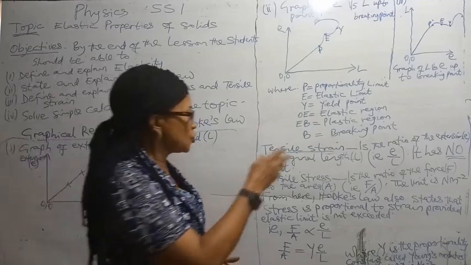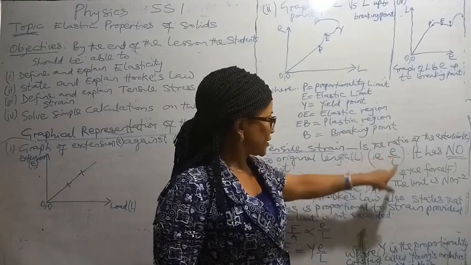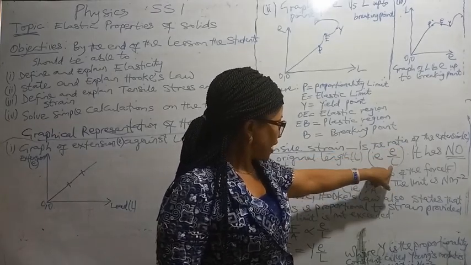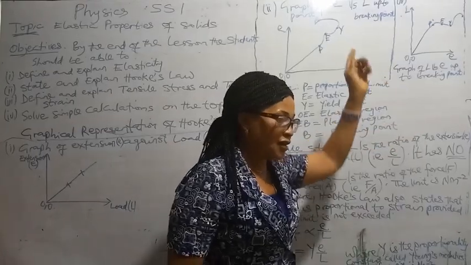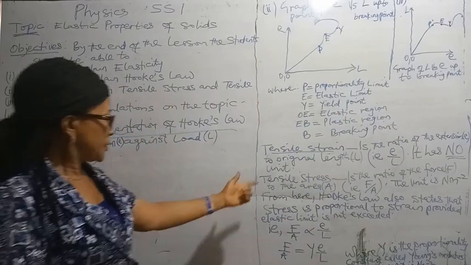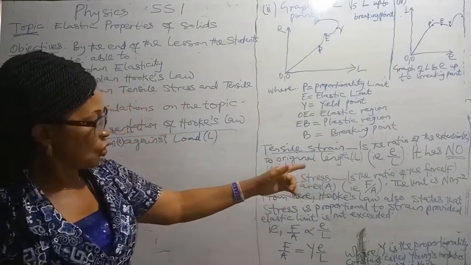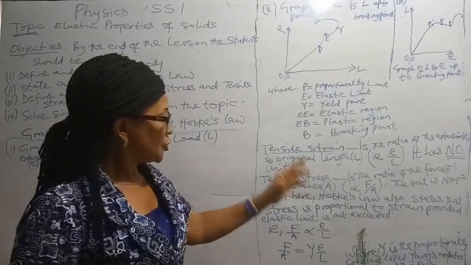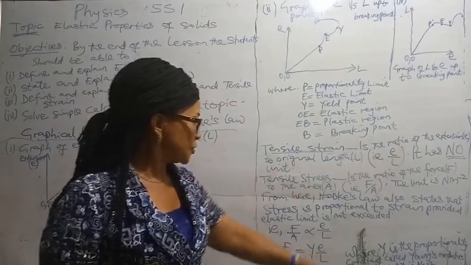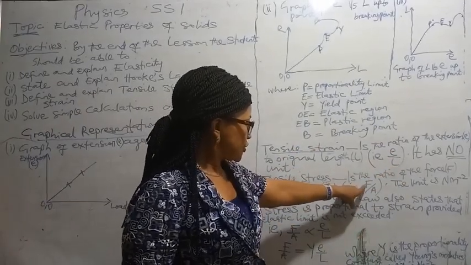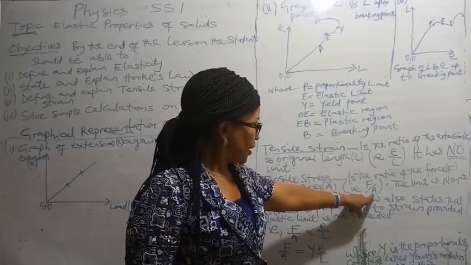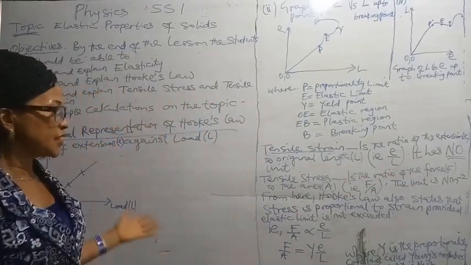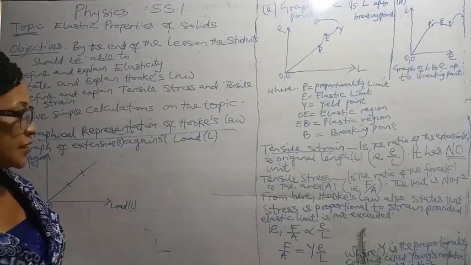Why is there no unit there? Extension is talking about length, L is talking about length, and the fundamental unit of length is meters. So meter and meter will cancel off, then there will be no unit. Now tensile stress is the ratio of the force to the area, that is F over A. The unit for this one is Newton per square meter. Why? Force unit is a Newton and the area is in square meters, because area has to do with length.